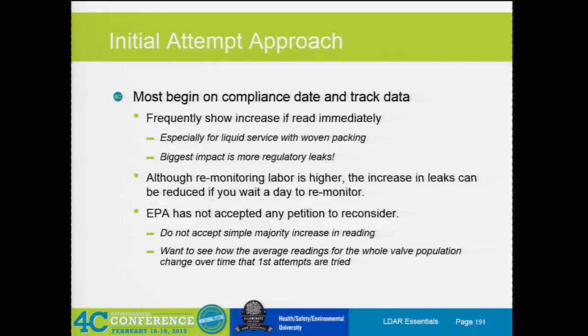Initial attempt approach: most begin at the compliance date and track data. So with this initial attempt piece, if you've been listening, we're doing the step change for leak rate. Now you don't want to add in a whole other issue of initial attempts. Okay, if it's at 200, now I torque this, but I don't have to report it and this, that, and the other. No, I would get everything else going and then just bring this in. This is a pretty easy one to just capture right as you're coming into compliance, basically.